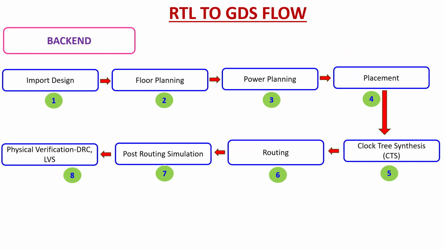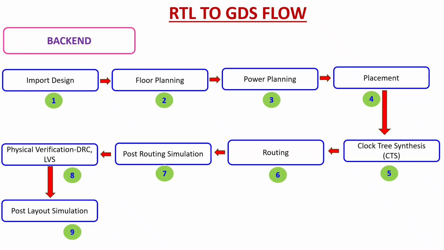The next stage is physical verification. In this, DRC and LVS checks are done. The DRC, design rule check, is the one in which layout is checked against manufacturing rules like minimum width, spacing, and layout constraint. In the LVS, the physical layout is compared with the original netlist to ensure both are identical.